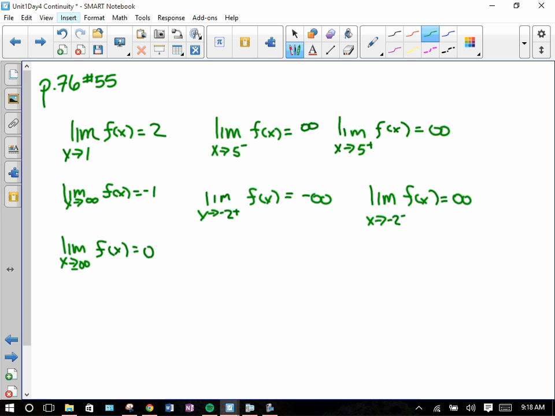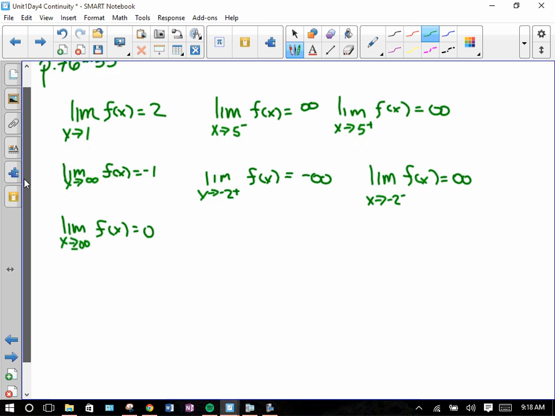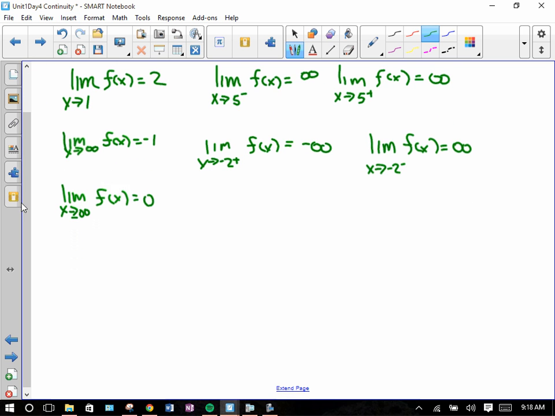Alright, so what this is asking me to do is just create a graph, any graph. There's multiple ways to answer this. You have to create a graph that satisfies all these conditions. So what I would start off by doing is, first of all, drawing my x and y axis.